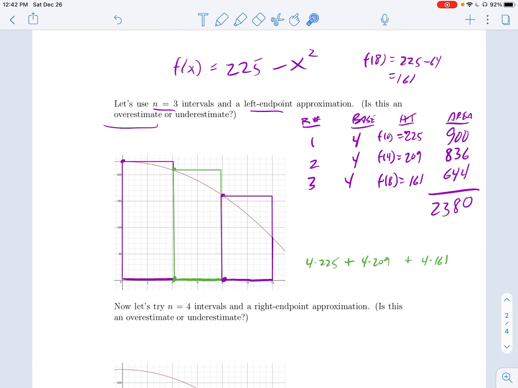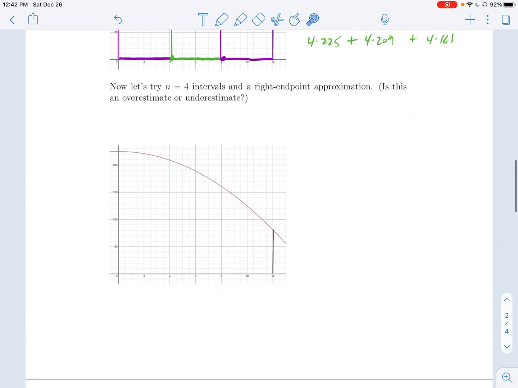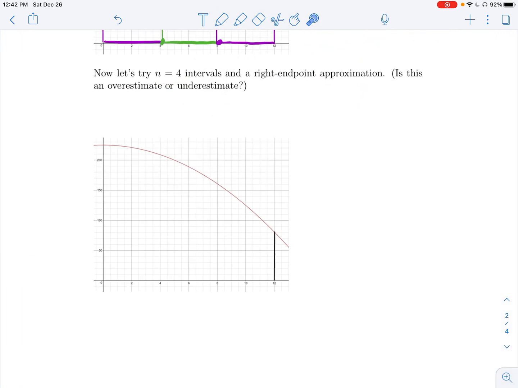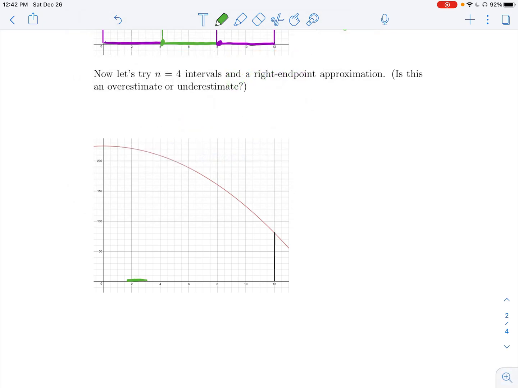Okay, now, this was just one of the ways I could have done this. Let's look at another example. 4 intervals and a right endpoint approximation. So if I'm using 4 intervals, each one is 3 units wide. So one goes from 0 to 3, 3 to 6, 6 to 9, and 9 to 12. And again, I'll just alternate the colors so that they can be distinguished.